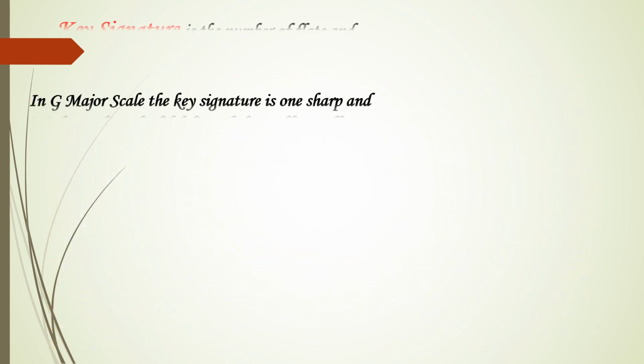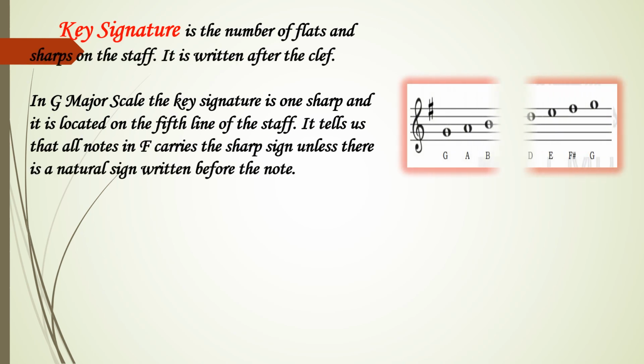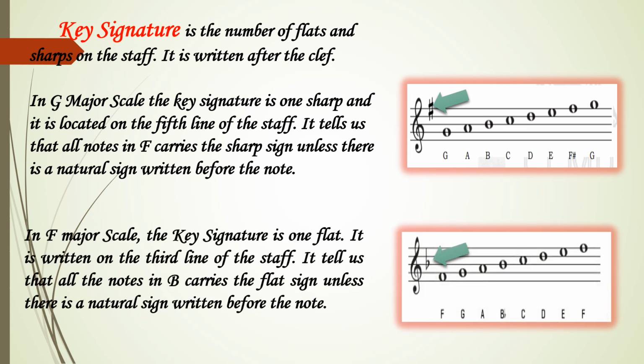Key signature is the number of flats and sharps on the staff. It is written after the clef. In G major scale, the key signature is 1 sharp, and it is located on the 5th line of the staff. It tells us that all notes in F carry the sharp sign unless there is a natural sign written before the note. In F major scale, the key signature is 1 flat.